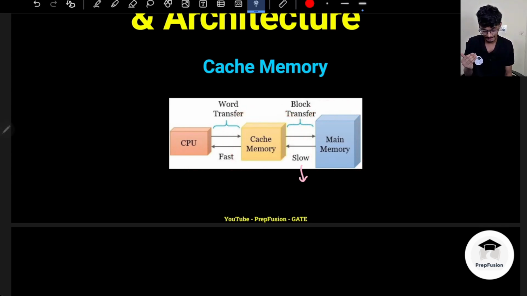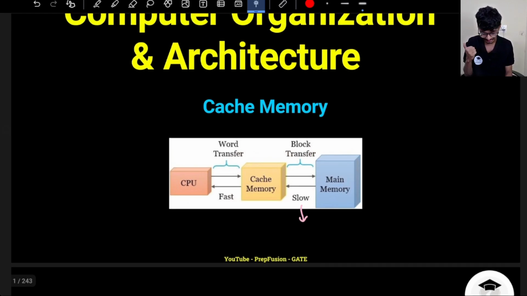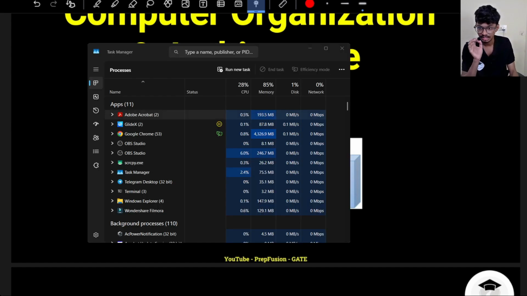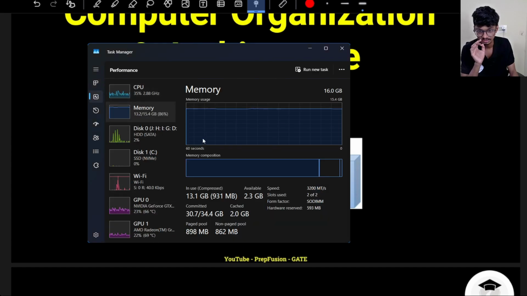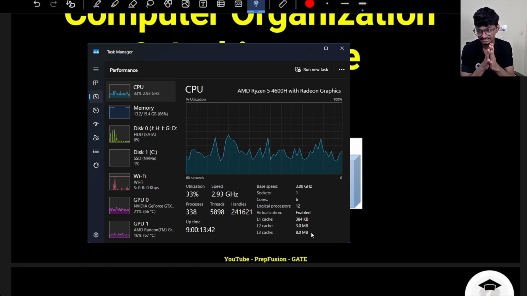The thing is, of course, everyone wants the best thing, right? But the problem is that it is costly. Anything good that you want is costly. So that's why, if I show the task manager, my main memory is 16 gigabytes, but my CPU cache memory is only in megabytes. It's so low, right? So just imagine what is the cost.